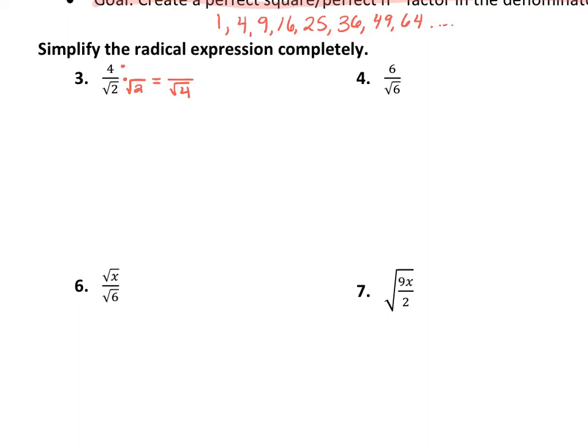But whatever I do to the bottom, I have to do to the top. Now remember our rules with multiplying. I'm not going to multiply 4 times 2, because 4 is an outside number and 2 is under the radical. So I'm just going to write it as 4 square root 2. Now this will continue to simplify. Square root of 4 is 2, and I'll still have 4 square root 2 on top. Now these two outside numbers, this 4 and this 2, will simplify. 4 divided by 2 is 2, so my final answer will be 2 square root 2. Let's try the same idea with number 4.